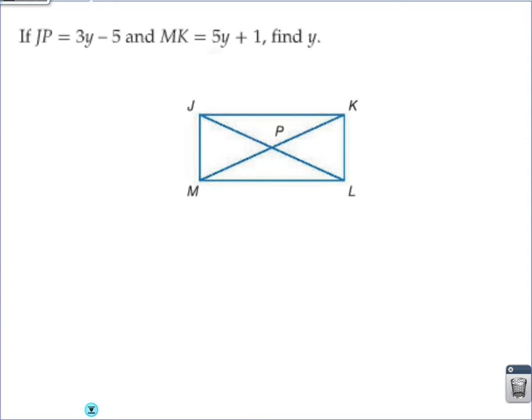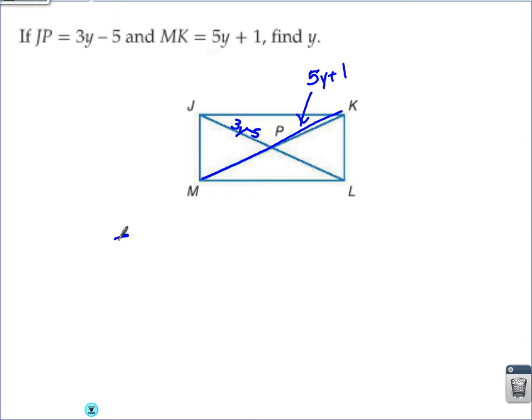Coach Pruitt, JP is 3y minus 5, and MK is 5y plus 1. There's a weird one, right? Keep in mind two things. In a rectangle, the diagonals are congruent, and in a rectangle, the diagonals bisect each other.